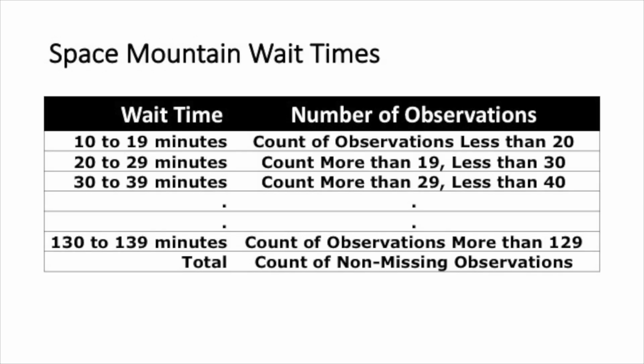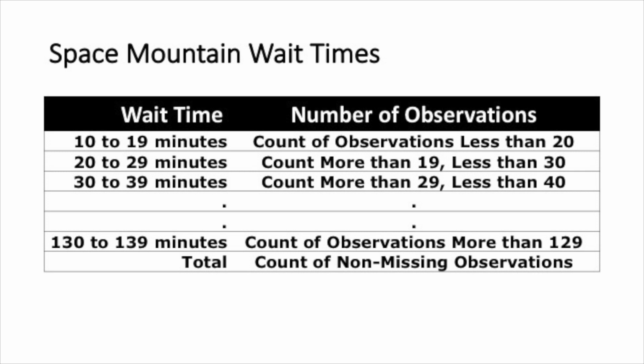Going back to the shell that we'll use for our frequency distribution, we can actually fill in the wait time classes. So our first class will be 10 to 19 minutes. Our second class will be 20 to 29. Our third class will be 30 to 39. And our last class will be 130 to 139 minutes. And then we'll count the number of observations.